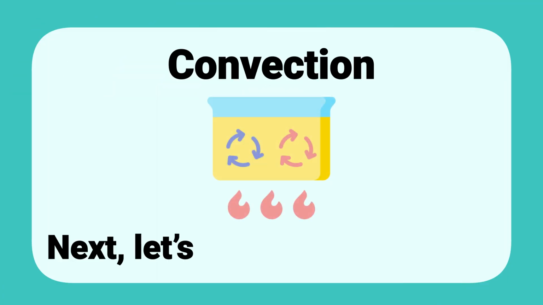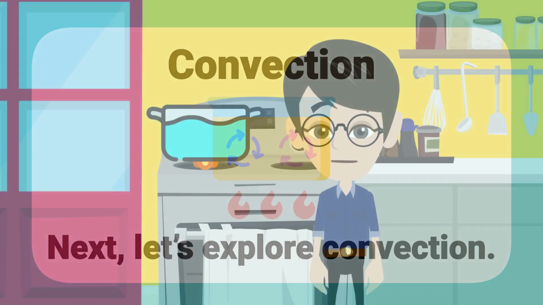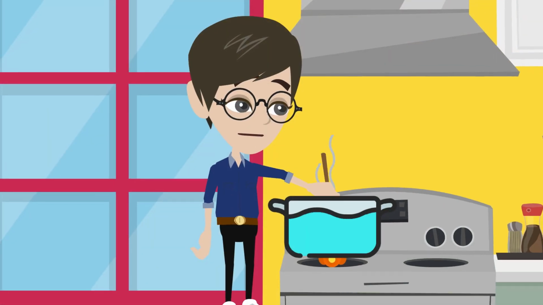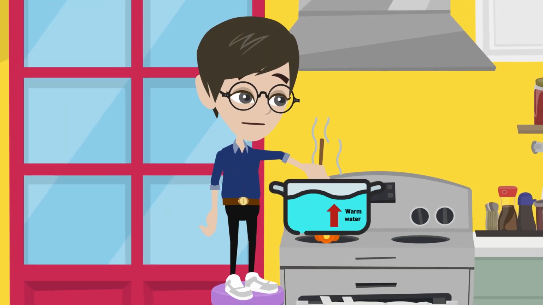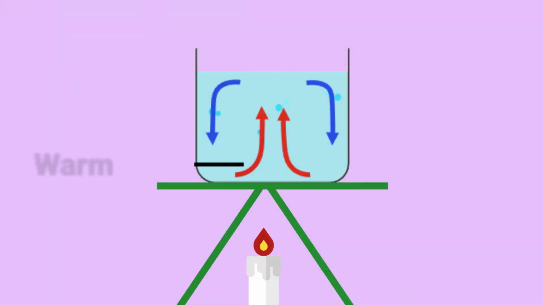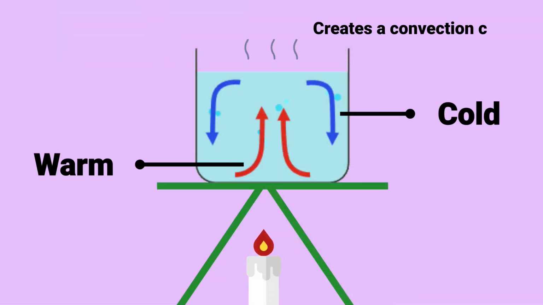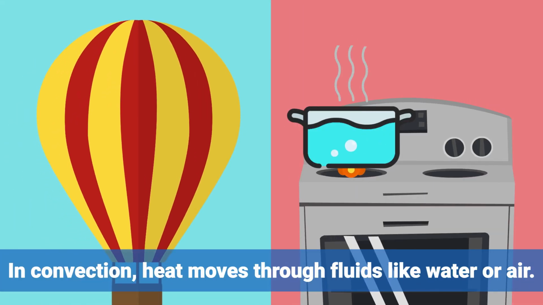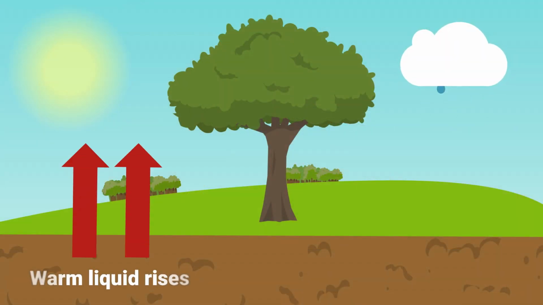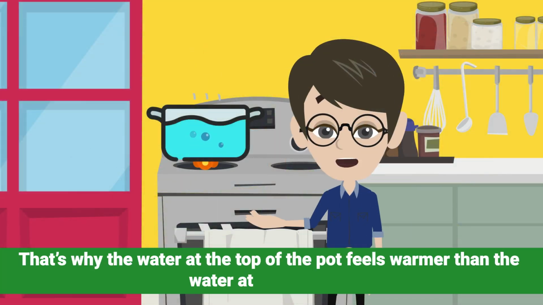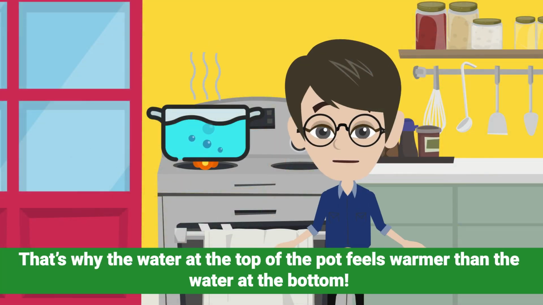Convection. Next, let's explore convection. Convection happens in liquids and gases. When the water in this pot heats up, the warm water rises to the top and the cooler water sinks to the bottom. This movement of warm and cold liquid creates a convection current. In convection, heat moves through fluids like water or air. The warm liquid rises and the cooler liquid sinks. That's why the water at the top of the pot feels warmer than the water at the bottom.